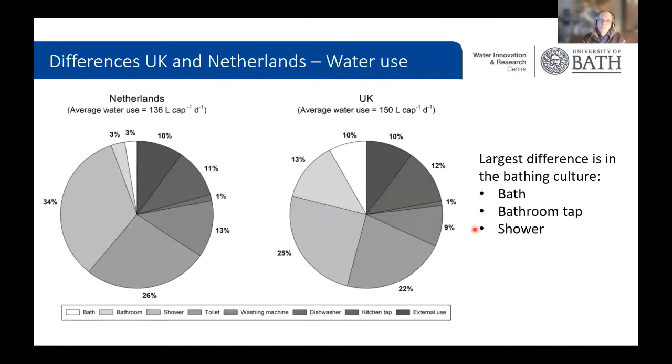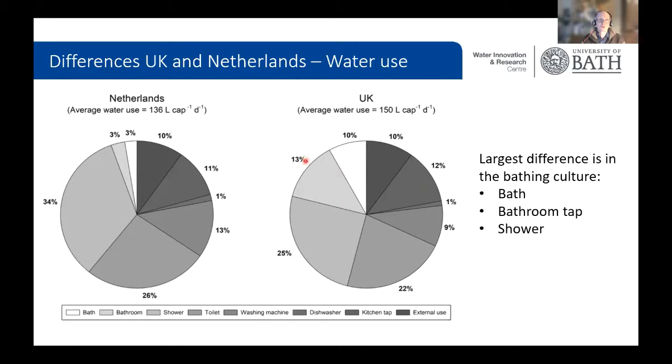Now, what is important in these types of modeling is that the data you get out of these models are only as accurate as the data you put into them. And there are differences, of course. One of the differences is, for instance, in the water use. Much of the predictions we did for the UK were done with Dutch water use data in the first place. And there are differences.